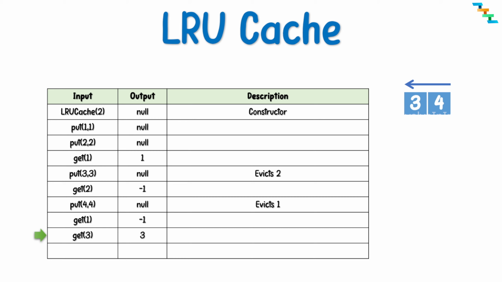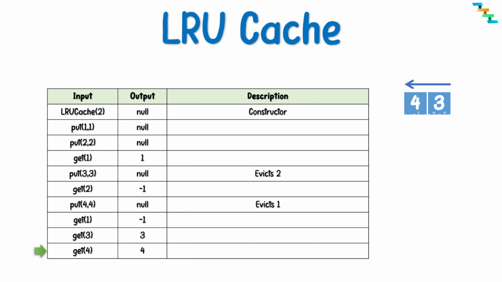Next, get the entry with the key 3, then 3 becomes most recently used and 4 becomes the least recently used entry. Next, we get the entry with the key 4, then 4 becomes most recently used and 3 becomes the least recently used entry. This is the working example of the least recently used cache.